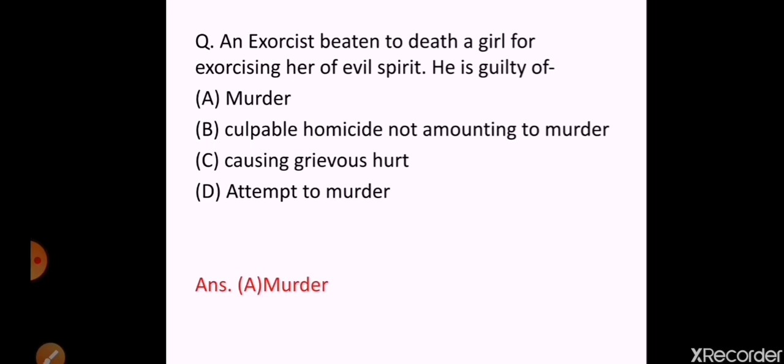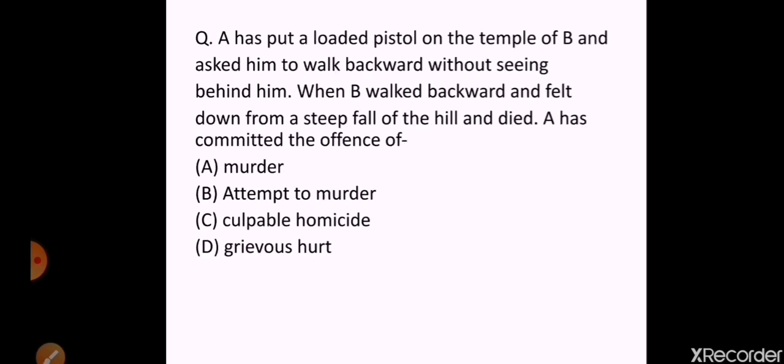Yes, the next question is, A has put a loaded pistol on the temple of B and asks him to walk backward without looking behind him. B walked backward and fell down from a steep fall of the hill and died. A has committed the offence of: A, murder; B, attempt to murder; C, culpable homicide; D, grievous hurt. This is a straightforward question, and the answer is option A, that is murder.